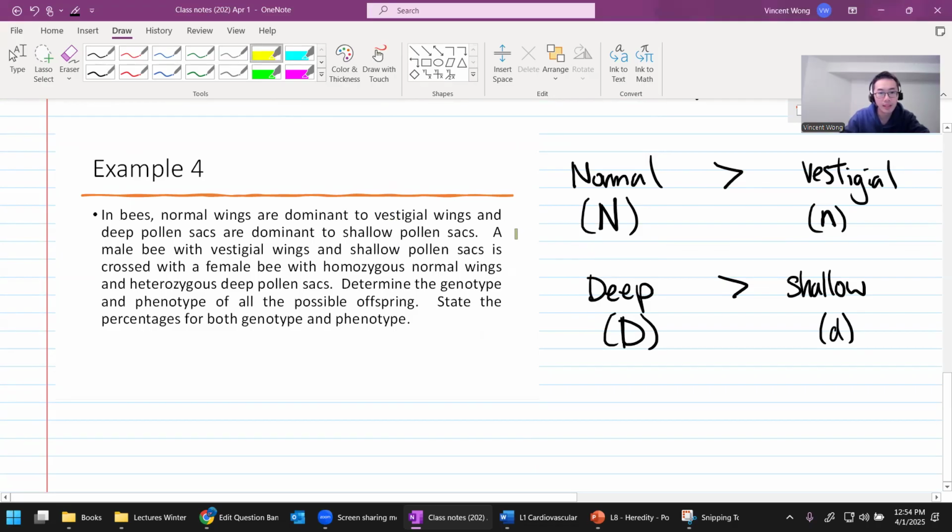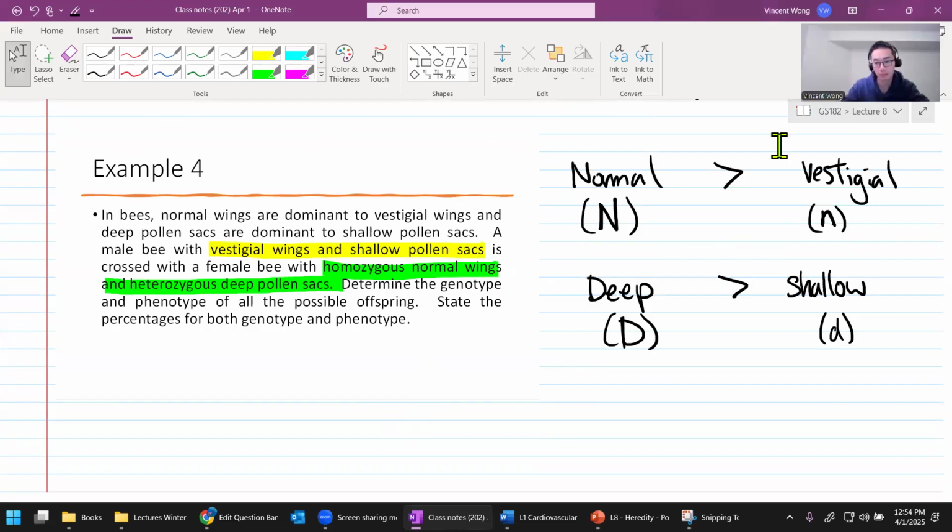What are the parents here? So we have a bee with vestigial wings and shallow pollen sacs. The other bee is homozygous normal wings and heterozygous deep pollen. Okay, I'm just gonna do this one with you instead of letting you try because we don't have too much time. Vestigial wings would be little n, little n. It doesn't tell you whether it's homozygous or heterozygous because there is only one way to be vestigial. Okay, it's a recessive trait. Has to be pure. Shallow pollen sacs. That would be little d.